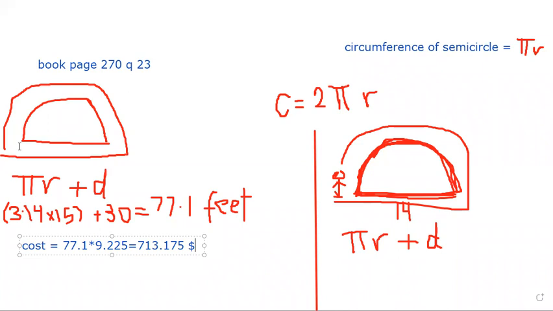And the cost, you said 77.1 times 9.225, but it is only 9.25. Thank you so much. But the answer is the same because I typed 9.25 on the calculator. Thank you for reminding me. Thank you, Zaina. Okay, so the answer will be 713.17 or 713.18 approximately.